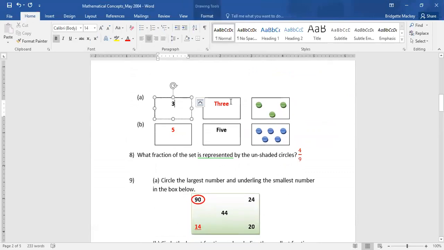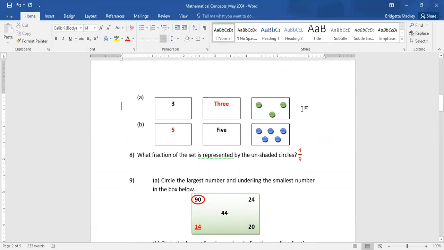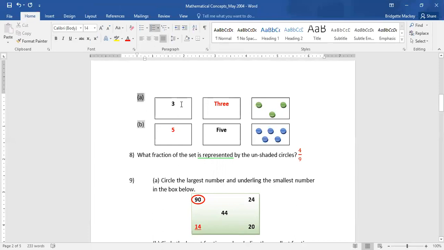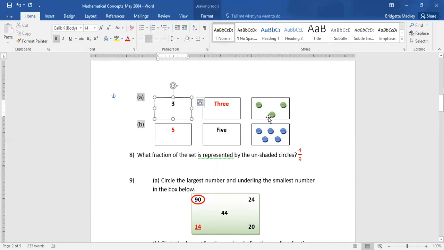3 representations of a number, or 3 ways a number is displayed. We have it in a numerical or a number form, we have it in a word form, and we have it in a picture form. So originally the question only gave you 2 of the forms and you had to fill in the third. So with question A, we were given the number 3 and 3 circles. And then we had to write in the word that is represented by the number 3. We had to write number 3 in words. So that's what we have here.